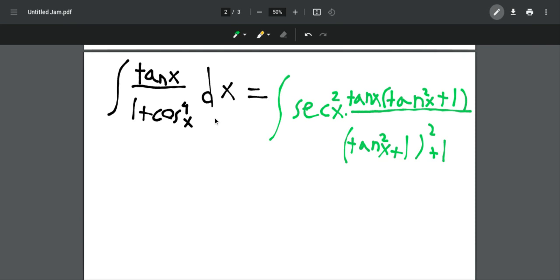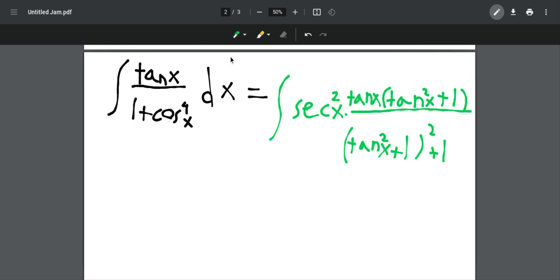First of all, to make solving this question easier, I want to use the trig identities: cosine x is equal to 1 over secant x, and secant squared x is tangent squared x plus 1. So I can write this integral as secant squared x times tangent x times tangent squared x plus 1, over tangent squared x plus 1, squared, plus 1. And if we simplify this using the fact that tangent squared x plus 1 is secant squared x, we get back tangent x over 1 plus cosine to the power of 4x.